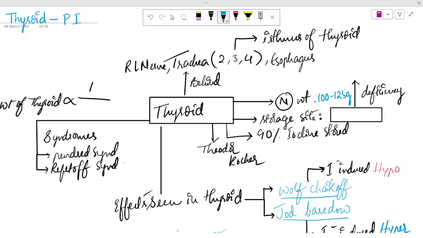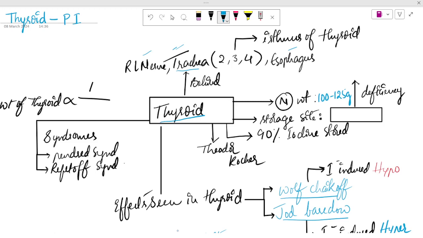So what is the actual anatomical presentation of the thyroid? Thyroid is present in front, anterior to the trachea. So what are the structures that are present behind the thyroid? That is trachea, recurrent laryngeal nerve, and esophagus. Now, what are the three structures that are present behind the thyroid? That is recurrent laryngeal nerve, trachea, and the esophagus.